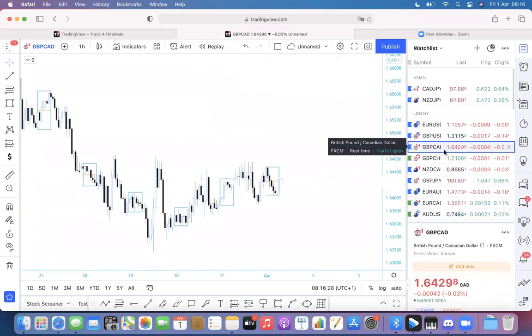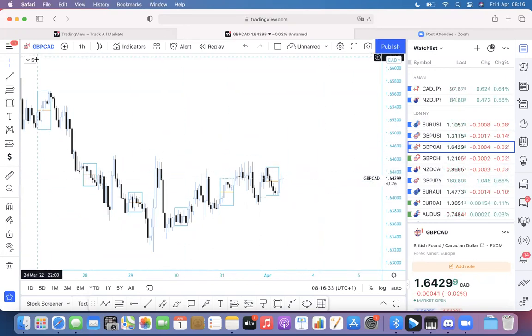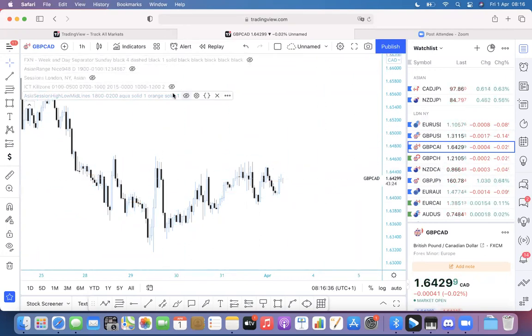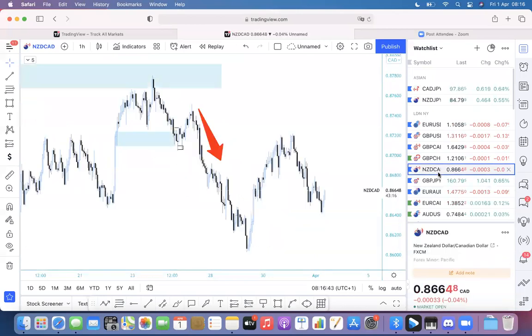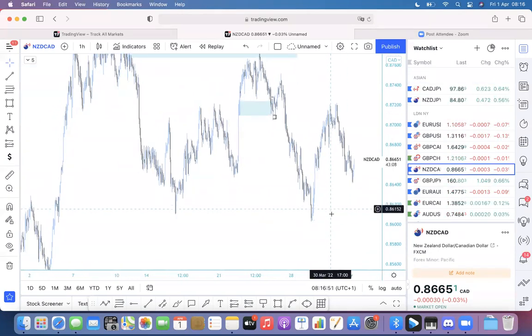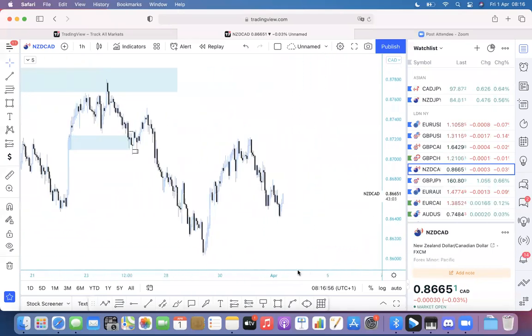GBPCAD. Let me take out the Asian range. GBPCAD, nothing for me in this case. CHF, nothing. NZDCAD, I'm just monitoring this point where we're in between two POIs, so not really looking for entries.